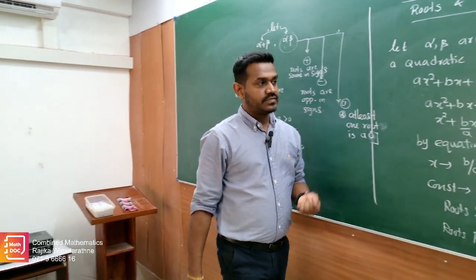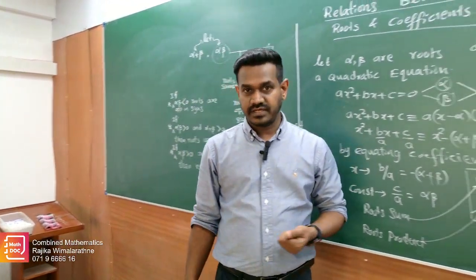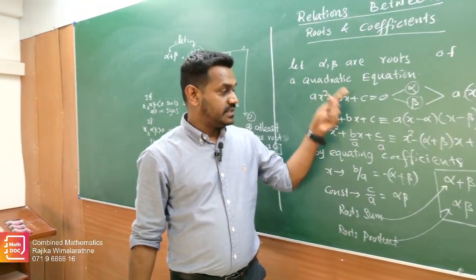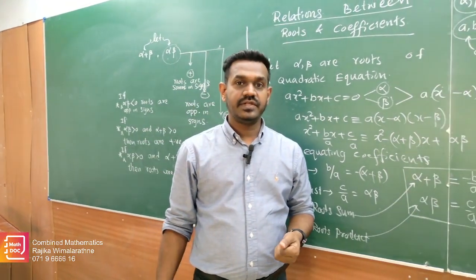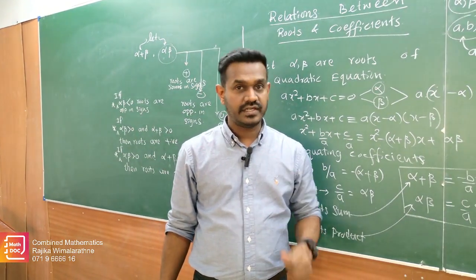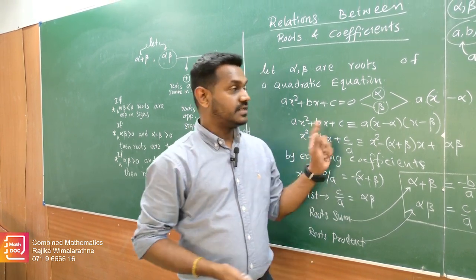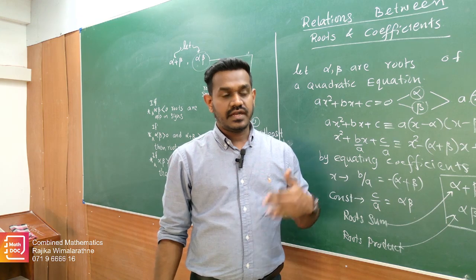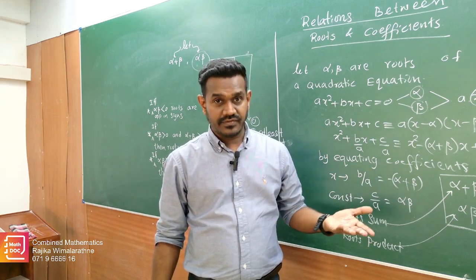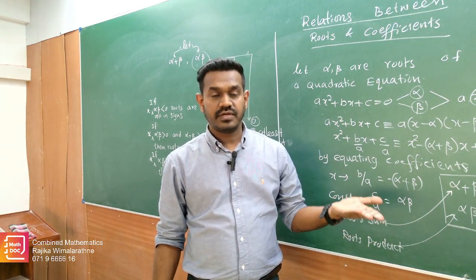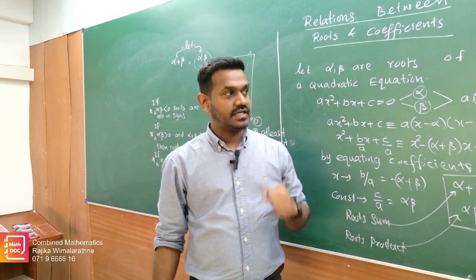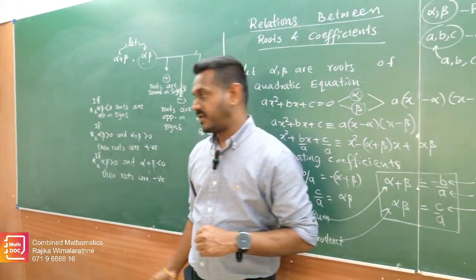Okay, now let's move a little further. This is the relation between roots and coefficients for a quadratic equation. Initially I told you this relation between roots and coefficients can also be applied to cubic equations and biquadratic equations. Let's see the properties. Let's move further.